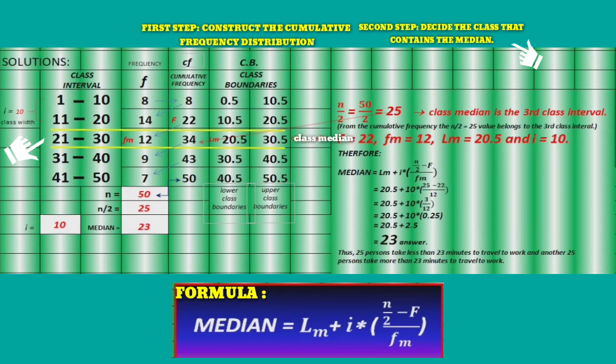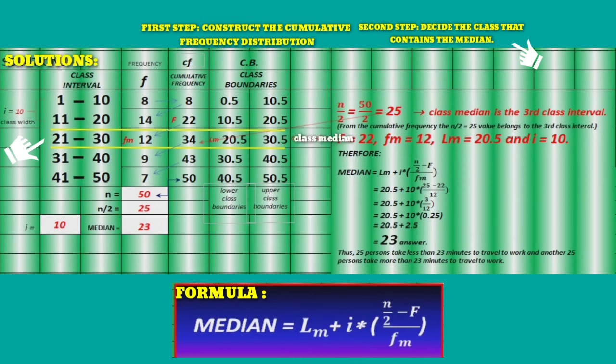After identifying the class median, you have to identify the LM, the lower class boundary of the median class, your I, the class width, and your capital F, the cumulative frequency before the median class, then your FM, the frequency of the median class.